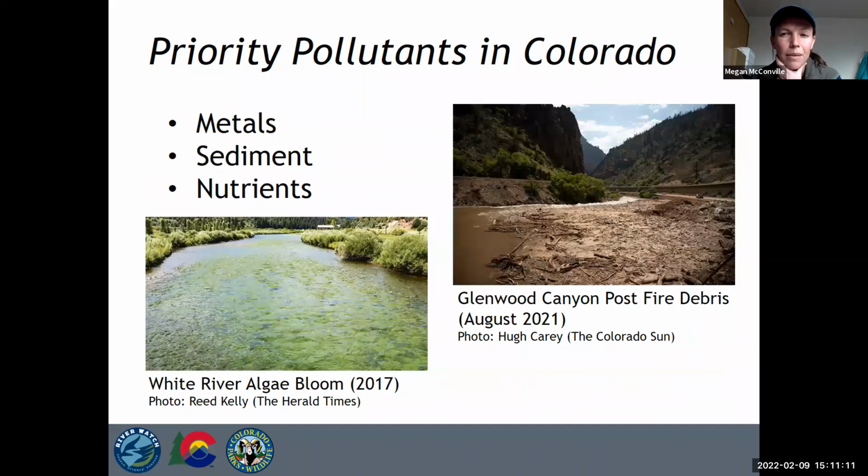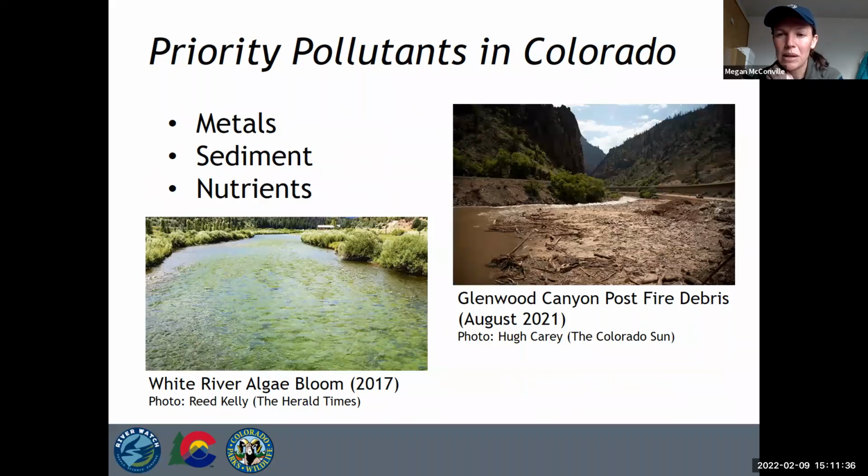All right, so when we think about priority pollutants in Colorado, and you guys probably remember this from trainings or maybe from your work with your teachers, the primary pollutants in Colorado are metals, and that's from our historic mining history, as well as sediment, shown there on the right, Glenwood Canyon post fires this past summer.